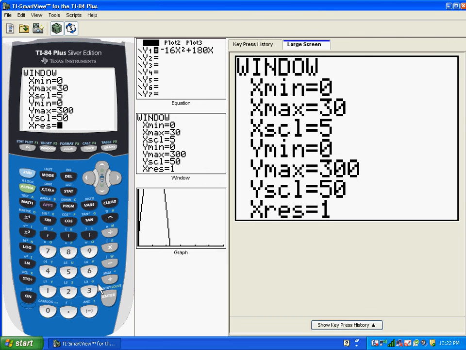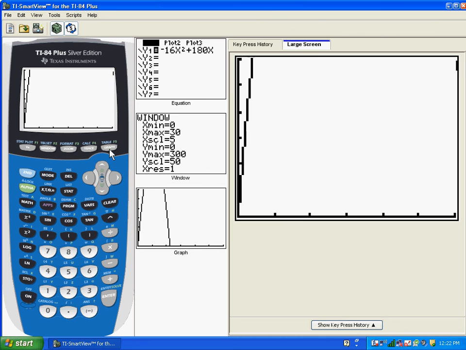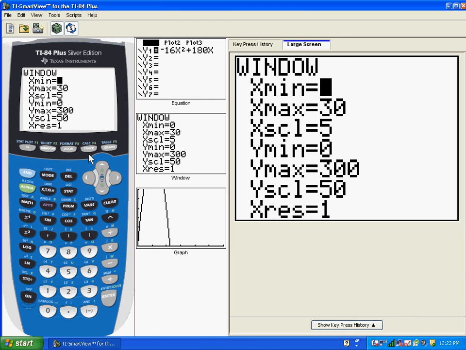Okay, now go to your actual graph. Can you indicate to us where we've missed? What can we do better? Looks to me like on our X, we have a lot of real estate out there, and we've also missed up there. So let's go back to our window and readjust. I would say we can cut that 30 down in half to around 15.